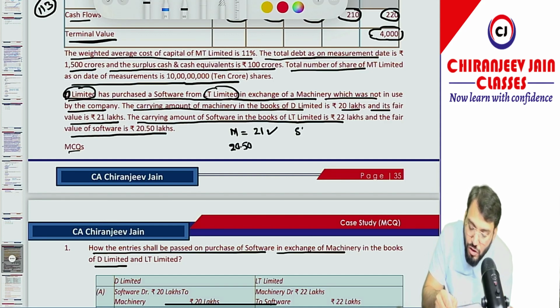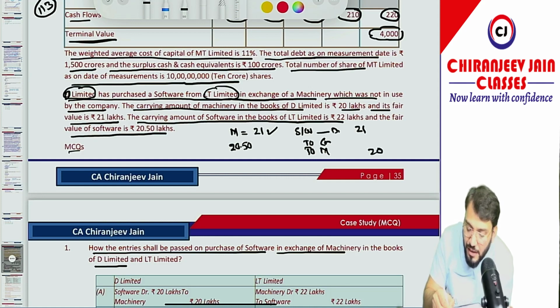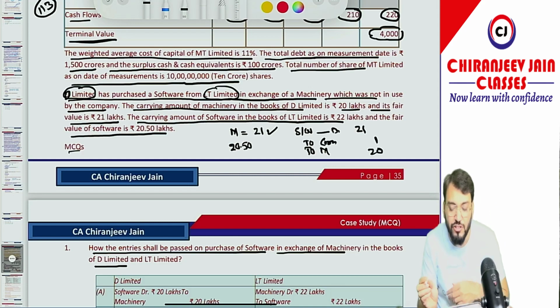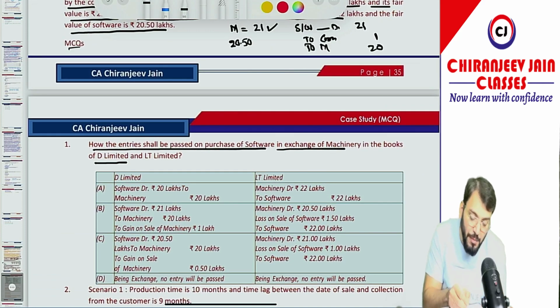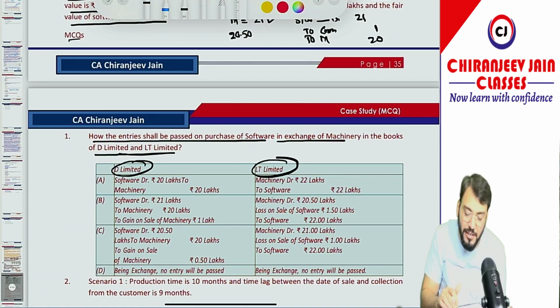So what will be the journal entry? Software account debit. What is the cost price? That is 21 lakh. To machinery. What is the carrying amount? Carrying amount is 20 lakh. And there is a gain. Gain on exchange is how much? 1 lakh. So what is the correct entry? They have asked for D Limited and LT Limited both. In the books of D Limited, I think the first option is correct. Software account debit 21 lakh. To machinery 20 lakh. To gain on sale of machinery 1 lakh.